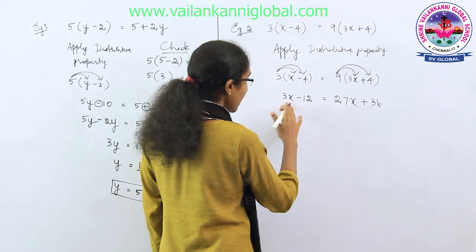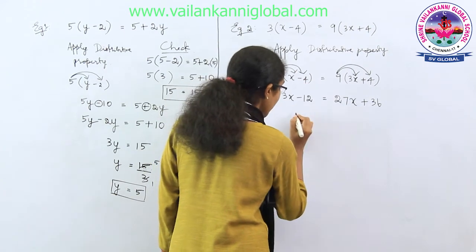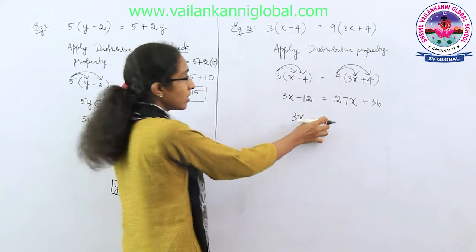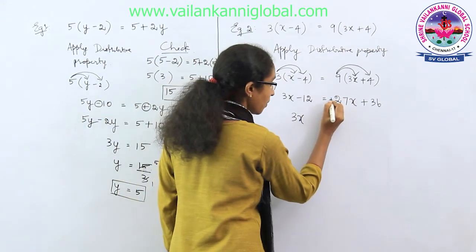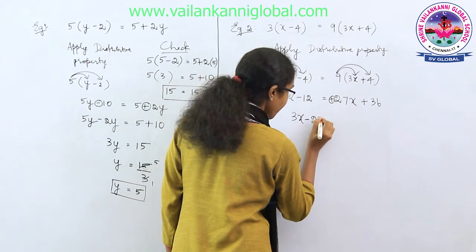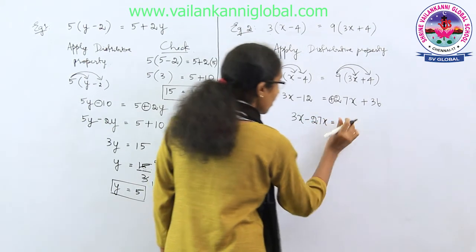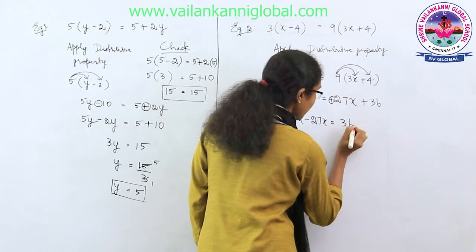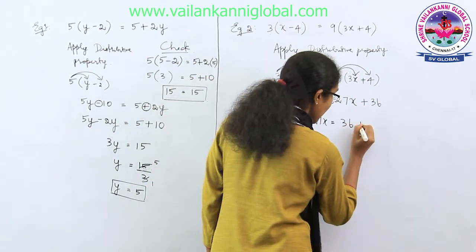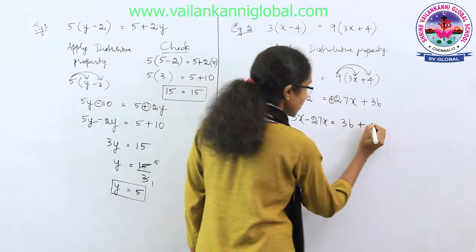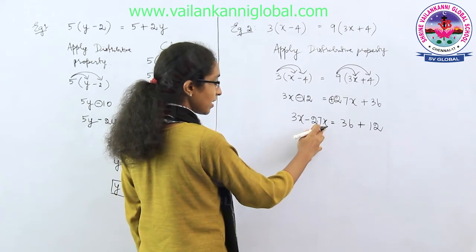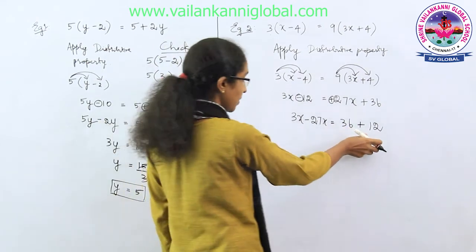So we have 3x minus 12, where we keep 3x here, and we bring 27x this side. So 27x, which is positive, when it comes to the other side, becomes negative. And here 36 is kept. And minus 12, which is negative, when it comes to the other side, becomes positive. So 3x minus 27x equal to 36 plus 12.